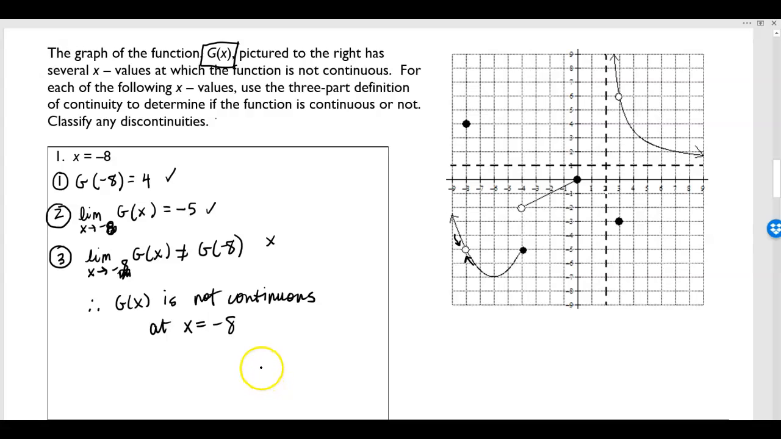We also want to classify this discontinuity. So when my limit exists, but my function value doesn't match with it, that is a removable discontinuity. Again, that would mean I could fill in this point here, and then my graph would actually be continuous if I took that point and moved it down. So I would remove the discontinuity.